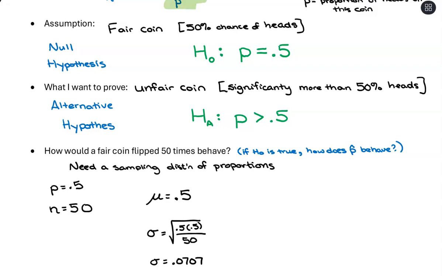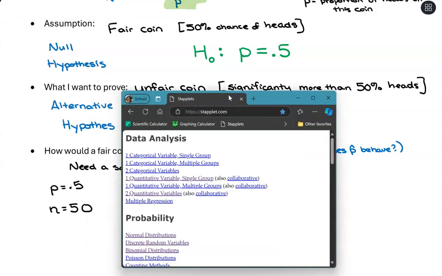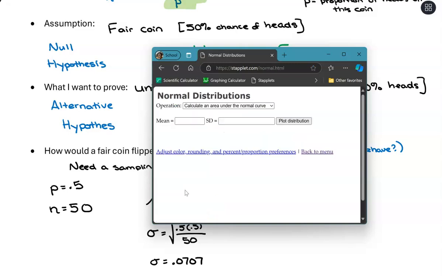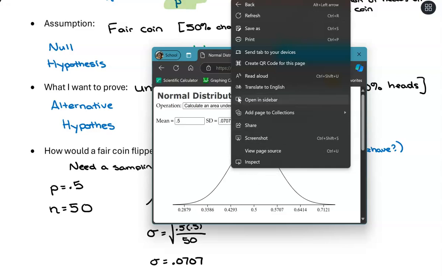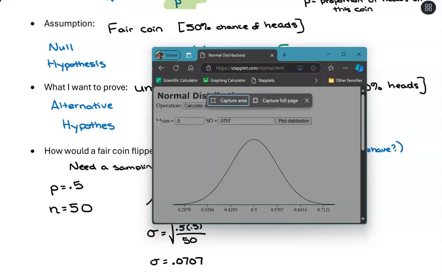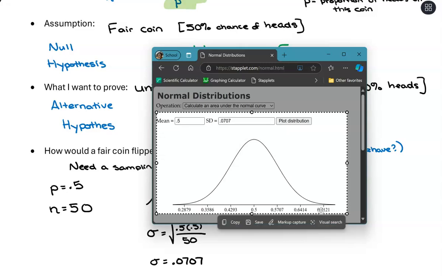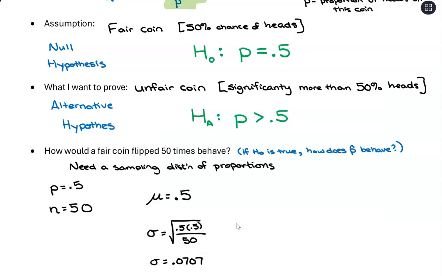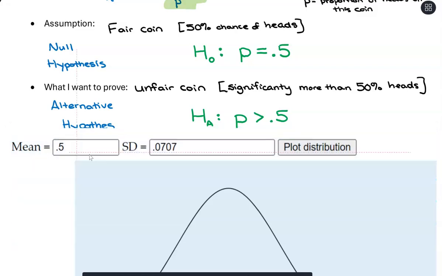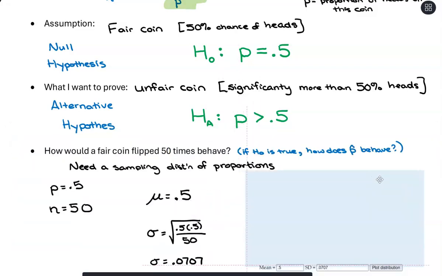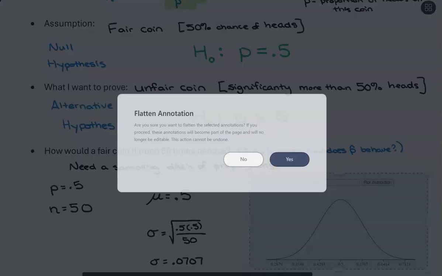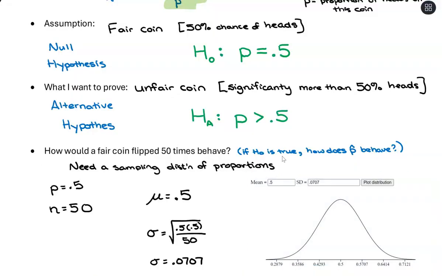Okay, so let me go ahead and get a nice little picture for us coming from StatKey here. In StatKey, we have a normal distribution. We haven't actually proven we have a normal distribution yet, but that will come up in a little bit. Let's go with a mean of 0.5 and a standard deviation of 0.0707. I want that distribution, and I just want to grab a little picture here so we can refer back to it. Okay, there's my picture. Beautiful.